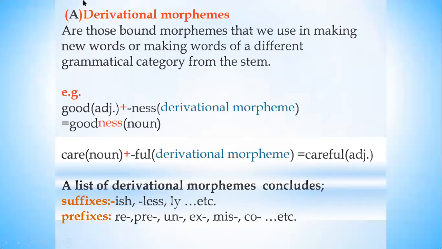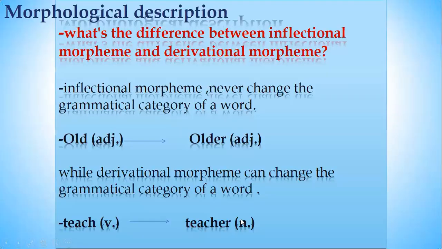Derivational morphemes are those bound morphemes that we use in making new words, or words of a different grammatical category from the stem. As I said a while ago, for example, good: the derivational morpheme is ness, goodness, and it becomes a noun. Care, a noun, plus the derivational morpheme full, careful, becomes an adjective. So the meaning of the word changes. We have a list of derivational morphemes. It includes suffixes ish, less, ly, and prefixes re, pre, ex, mis, co. Now let's proceed to the next page.